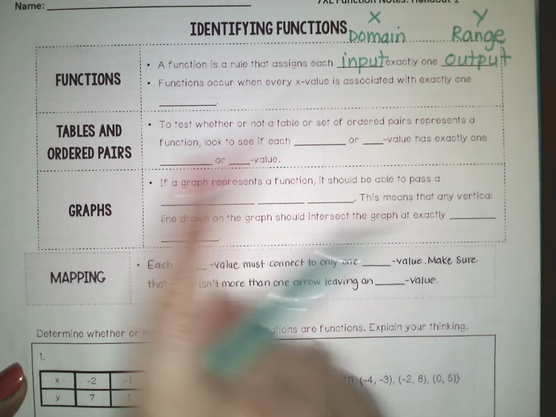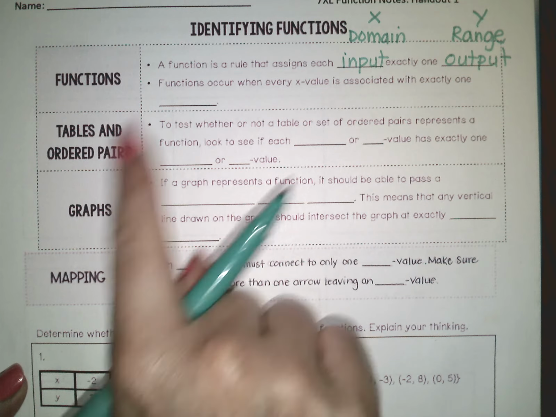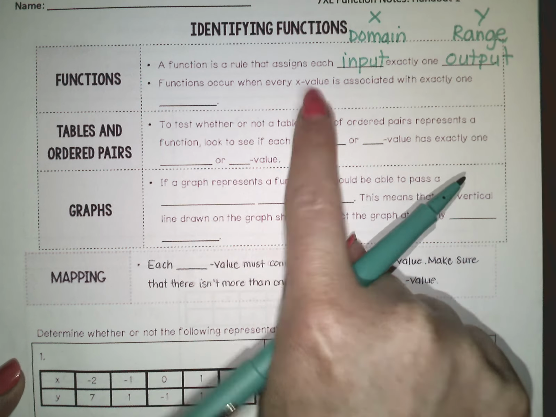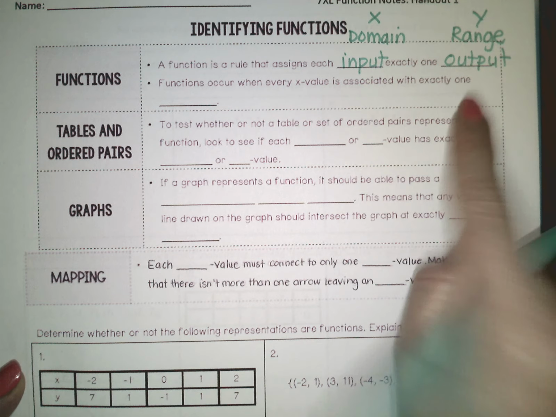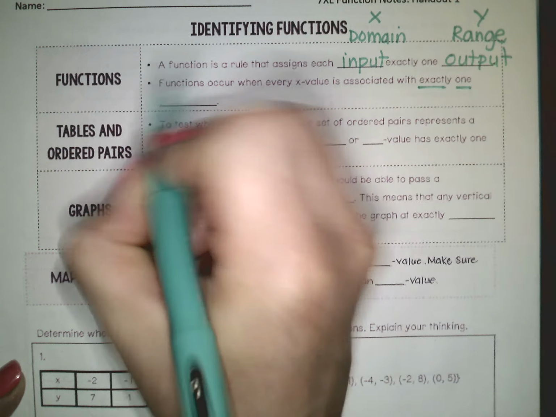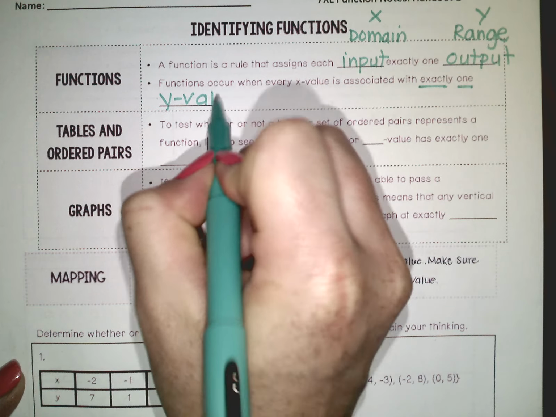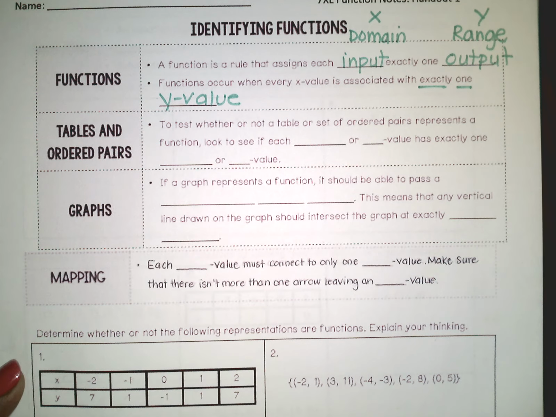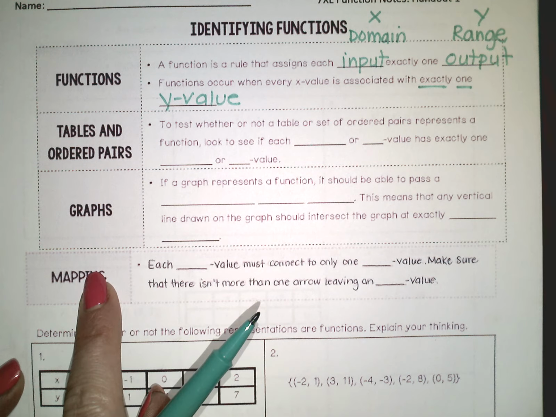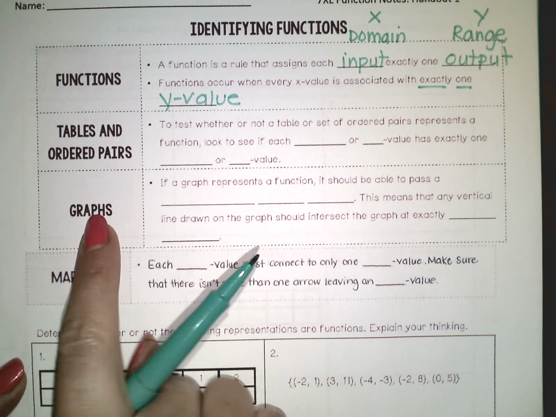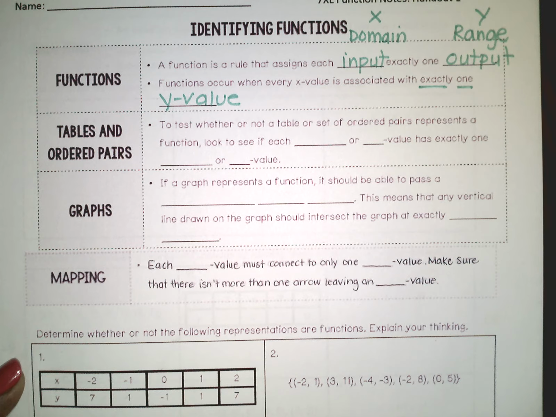So maybe make an index card for functions here. Functions occur when every X value is associated with exactly one Y value. Okay? So there's different ways we can look at functions, and there's different ways that we're going to test each of these things to see if they're a function.